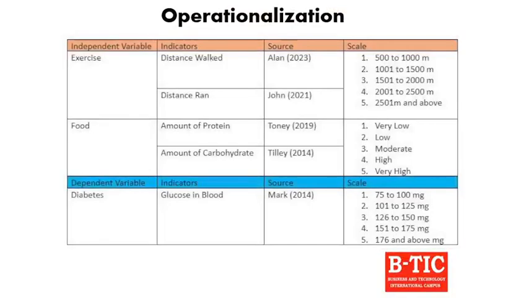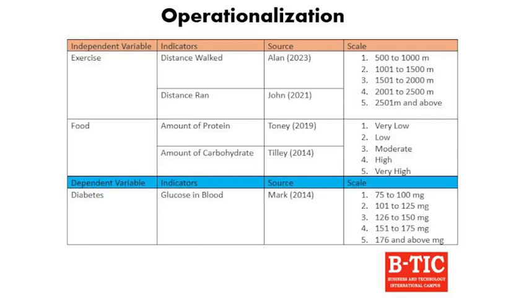That is operationalization. Operationalization table: your university or your supervisor may want you to show the operationalization procedure in a table like this that appears on the screen now. In the same example, exercise and the food are the IVs and the diabetes is the DV. That is on the first column. And after that, we have the indicators against each of these factors that will measure the IVs and the DV respectively. And we have given the source of this.